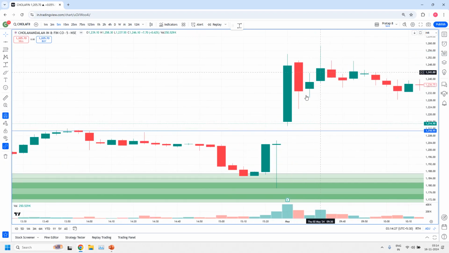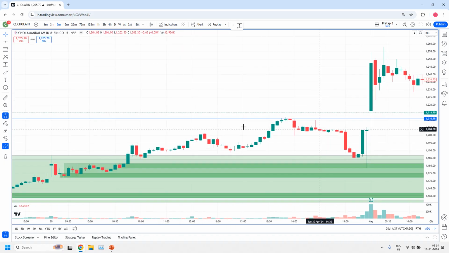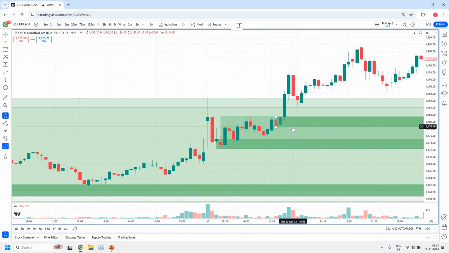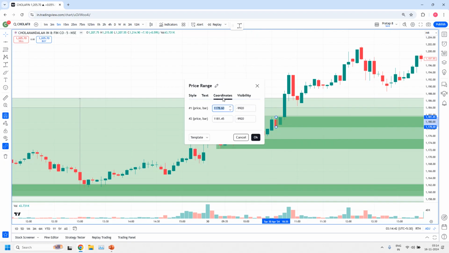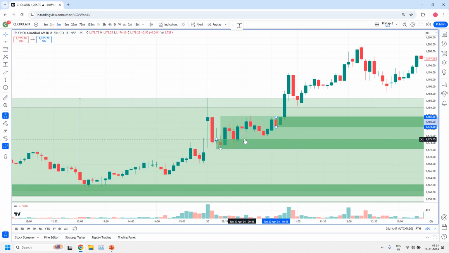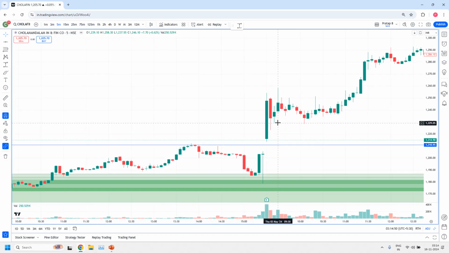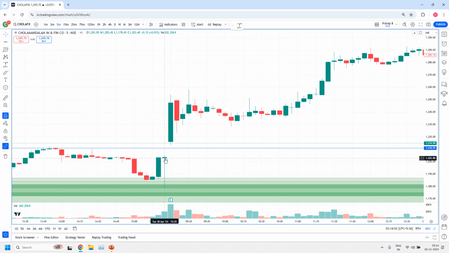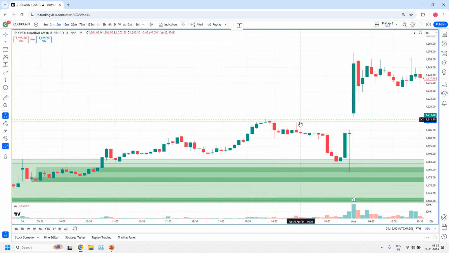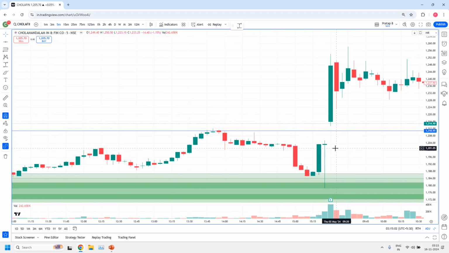See, in the last 5 minutes candle, they pushed into the zone. What is the low of the candle? 1178.45 paisa. The zone low was 1178.60 paisa. Here the low is 1178.45 paisa. So it looks like the zone is slightly pierced. It looks like.